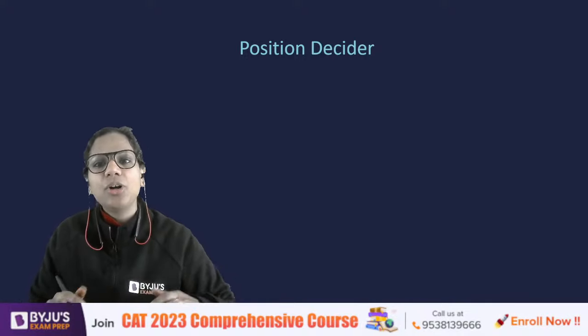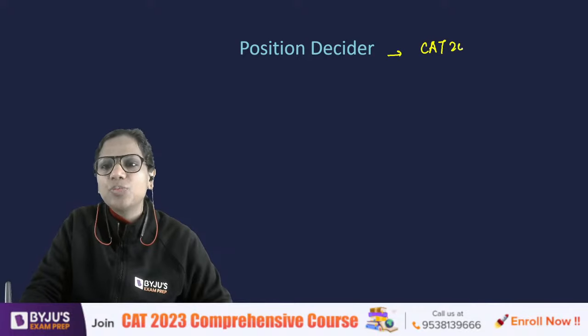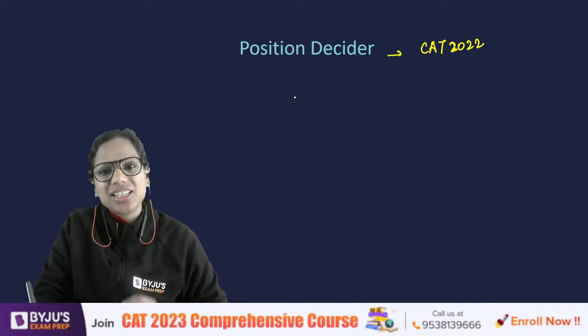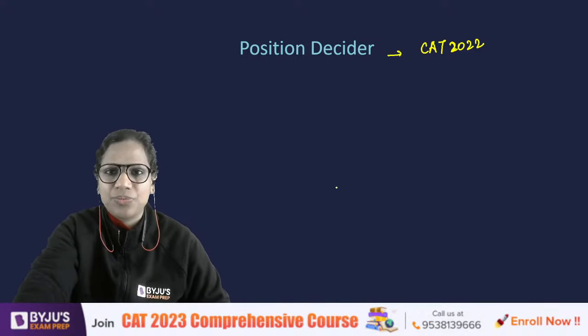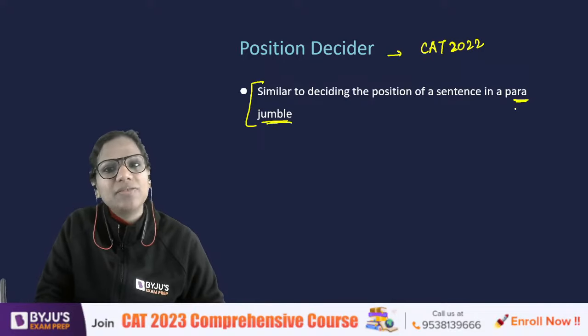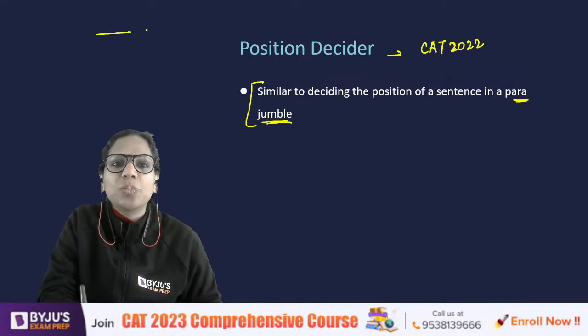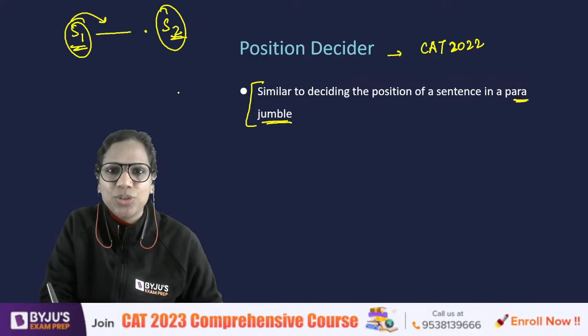Okay, then let's talk about the next question type, which came in CAT 2022, the position decider. Here the sentence is already given to you, and you have to decide where in the paragraph this sentence fits. Again, parajumbles will come in very handy, because when you're trying to plug a sentence between two already given sentences, grammar based clues will also help you. The scope, the theme, what is discussed in these sentences will also help you, right?